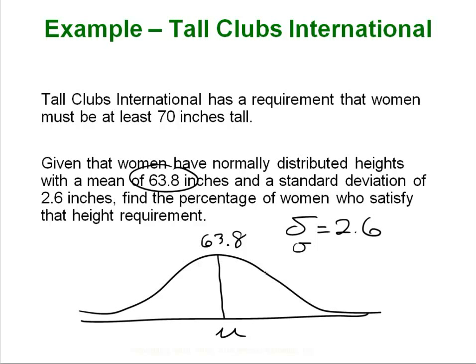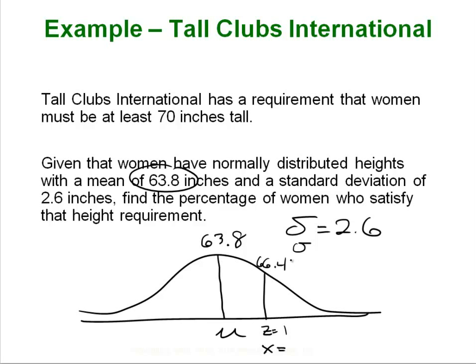So if I went out here to a z-score of 1, if my z-score equals 1, then what height would that be? What would the x value be? Well, it would be 2.6 above, so 63.8 plus 2.6 is 66.4. That would be a height of 66.4. And we could do this all day long. Go out 2, go out 3, and so on.